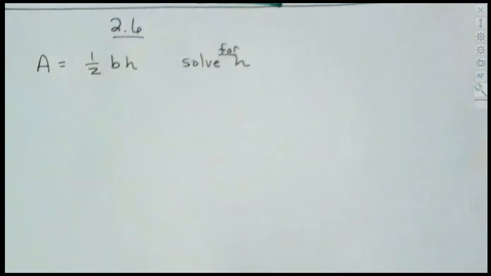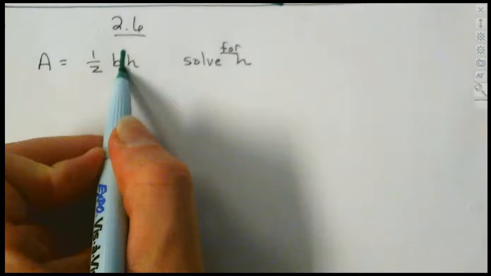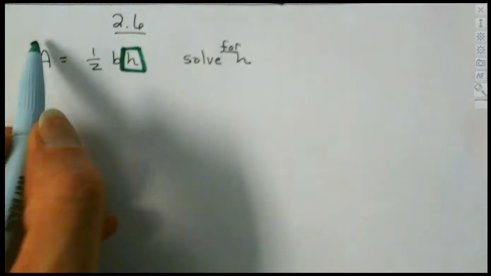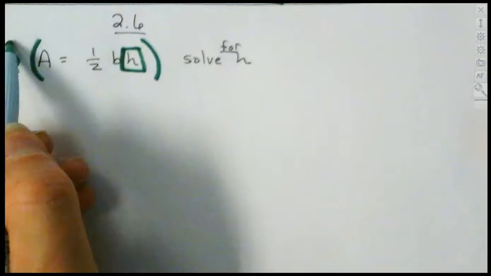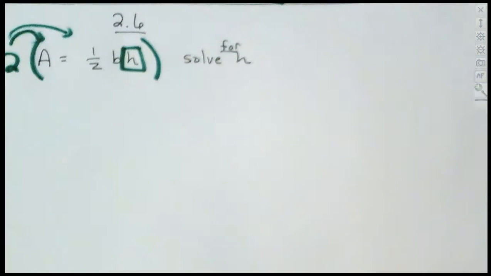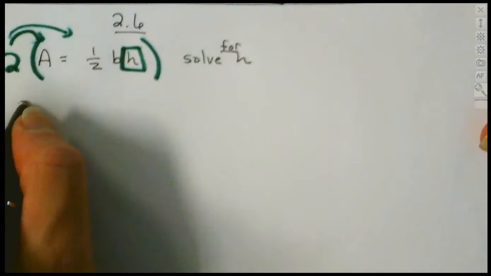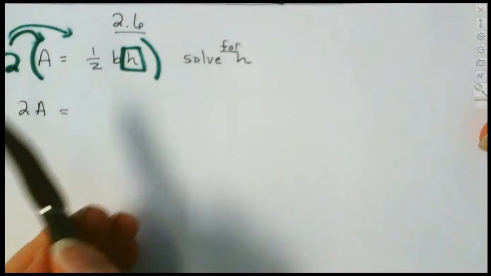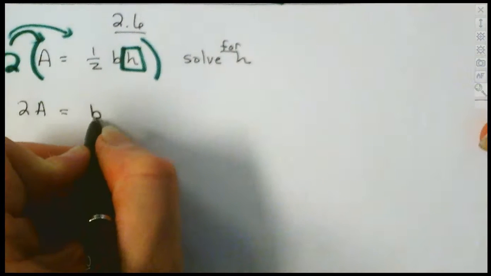So what do we need to do? Well, we need to eventually solve for that H, which is here. And we've got a fraction, so let's get rid of the fraction. So we're going to multiply both sides by 2. That'll clear out that fraction. So we'll do that first. And we'll distribute that 2 through both sides. So that's going to now be 2A equals that 2 times the half, that's going to cancel. And that's going to give you BH.